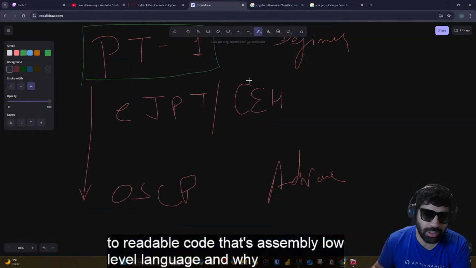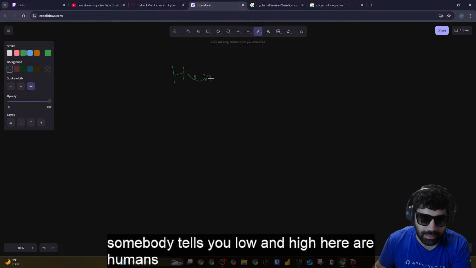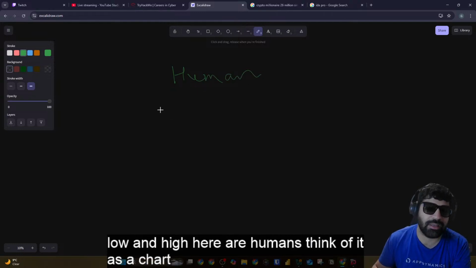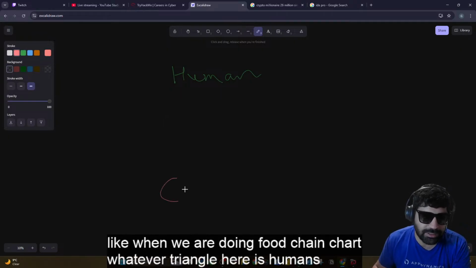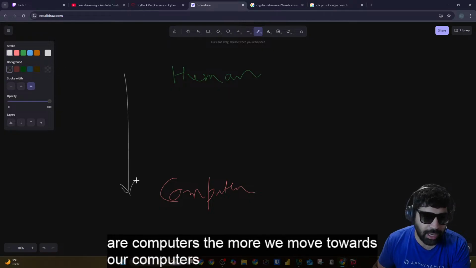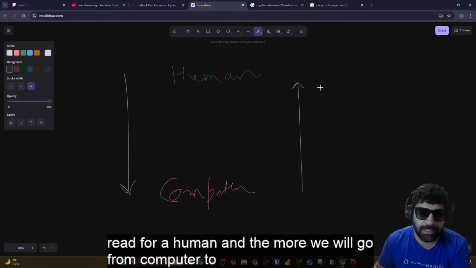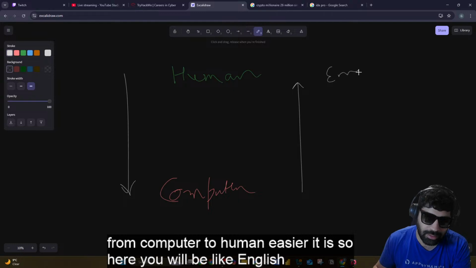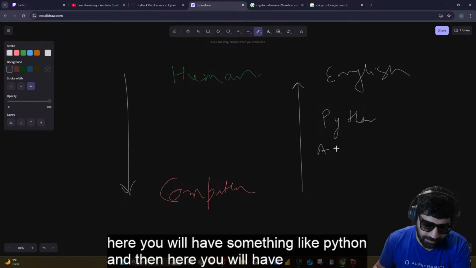And why is it low? If somebody tells you low and high, think of it as a chart, like a food chain triangle. Here are humans, there are computers. The more we move towards computers, the harder it is for a human to read, and the more we go from computer to human, the easier it is. So here you will have English, here something like Python, and then here you will have assembly.